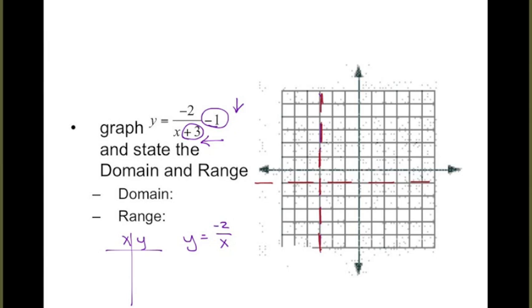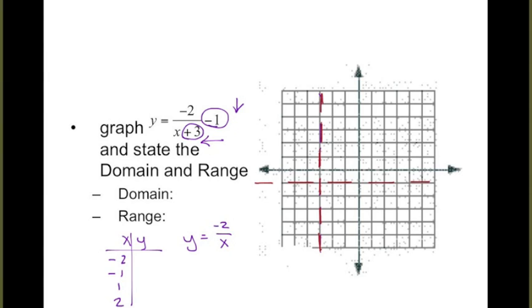Then in our chart, I'm going to plug in negative 2, negative 1, 1, and 2 for x. Why did I skip 0? Because I can't divide by 0. So if I plug 0 into this, I'd have a significant problem, because negative 2 over 0 is something I can't actually do. So I'm skipping over it. And that's why we get these asymptotes, because of a division by 0. And so that part of the graph just kind of blows up, and we get this asymptote there.